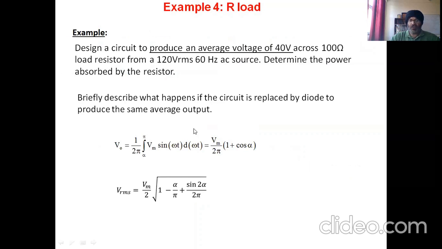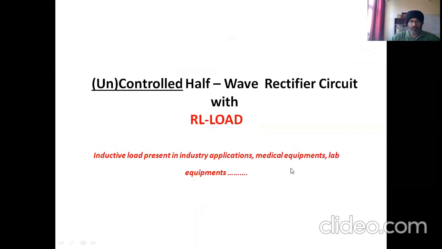Same, you can solve this example using these formulas which we did earlier in our example 1. Same formula is used for DC output or average output. So same formula we can use for the calculation of VRMS. So you can solve this very easily.